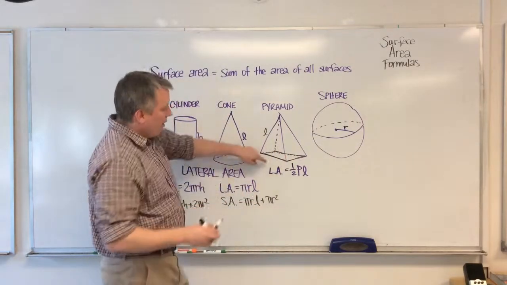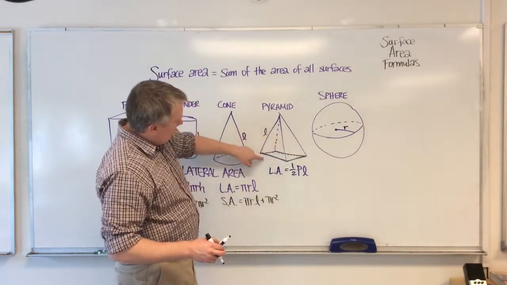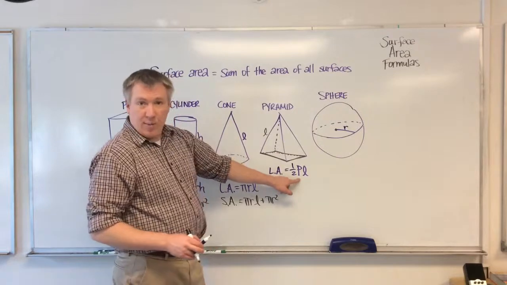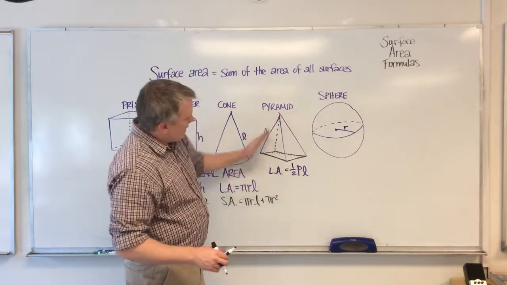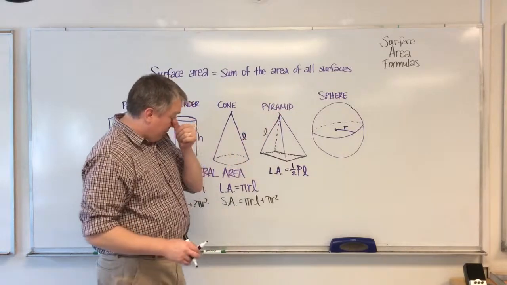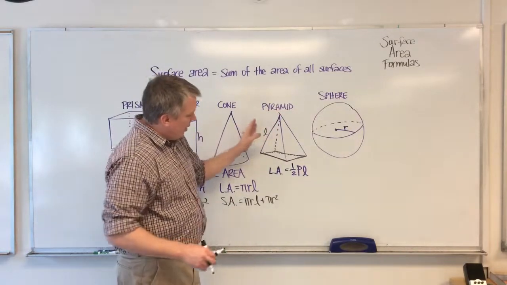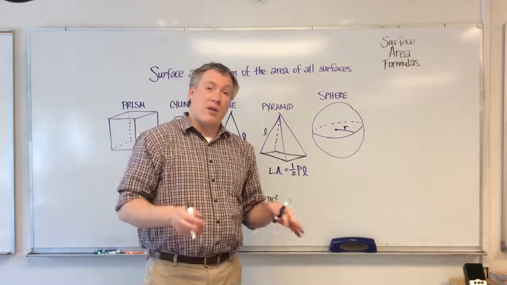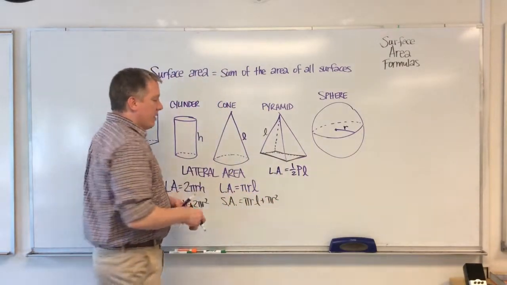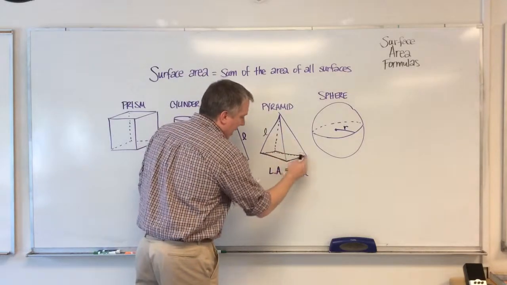So you add up all the sides, and that's your perimeter. That's the number you put in there. And then the length is the length down the side of one of these faces of the pyramid. Plug that in there, multiply those together, cut it in half, and that's your lateral area. But again, as I said, the surface area will require you to add in the base.